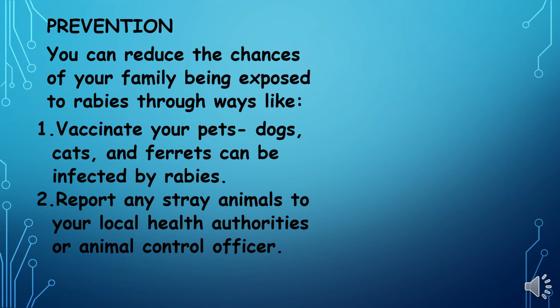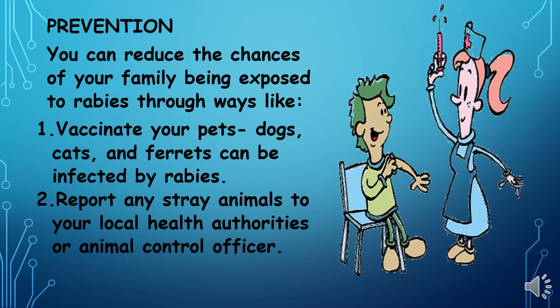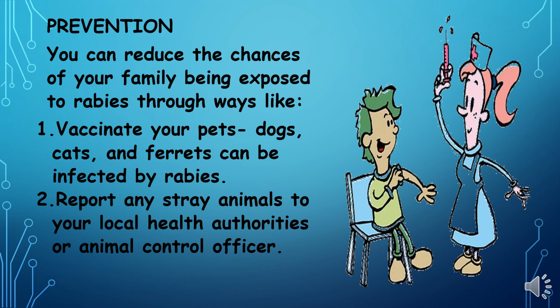Prevention of rabies. You can reduce the chances of your family being exposed to rabies through ways like number one, vaccinate your pets. Dogs, cats, and ferrets can be infected by rabies. Number two, report any stray animals to your local health authorities or animal control officers.